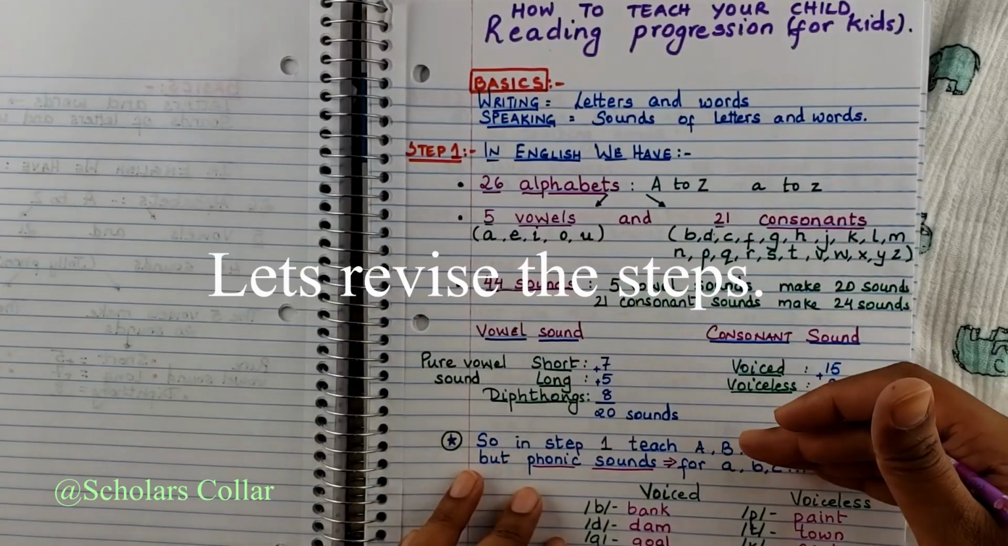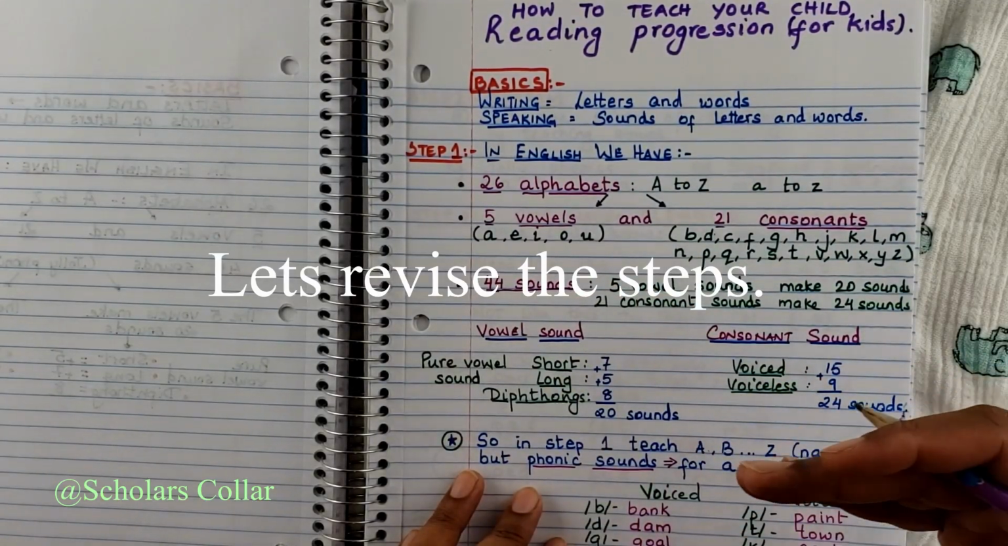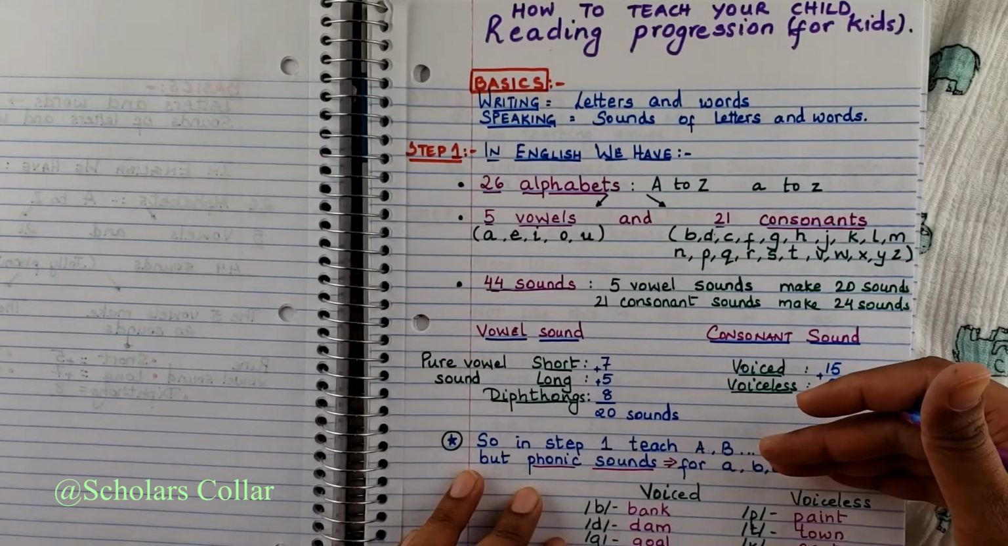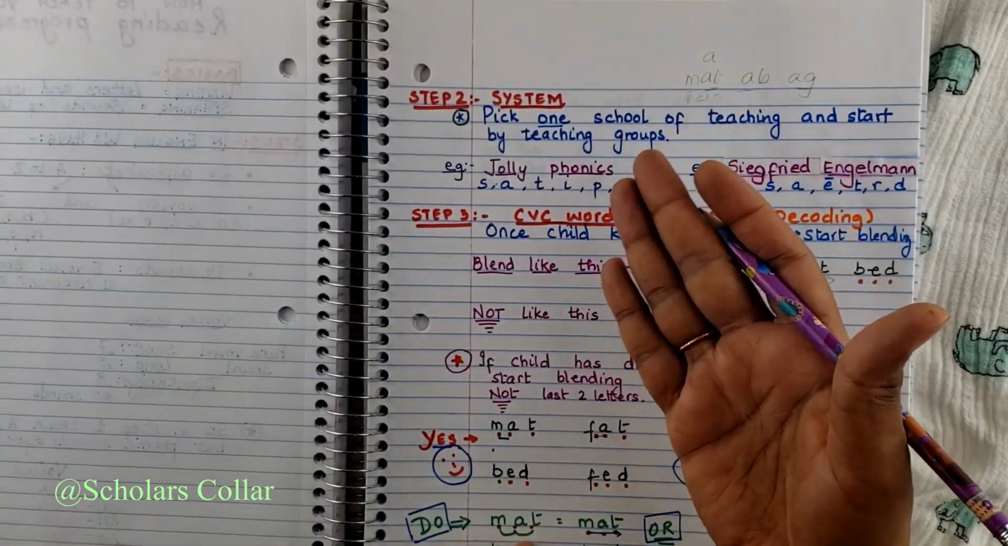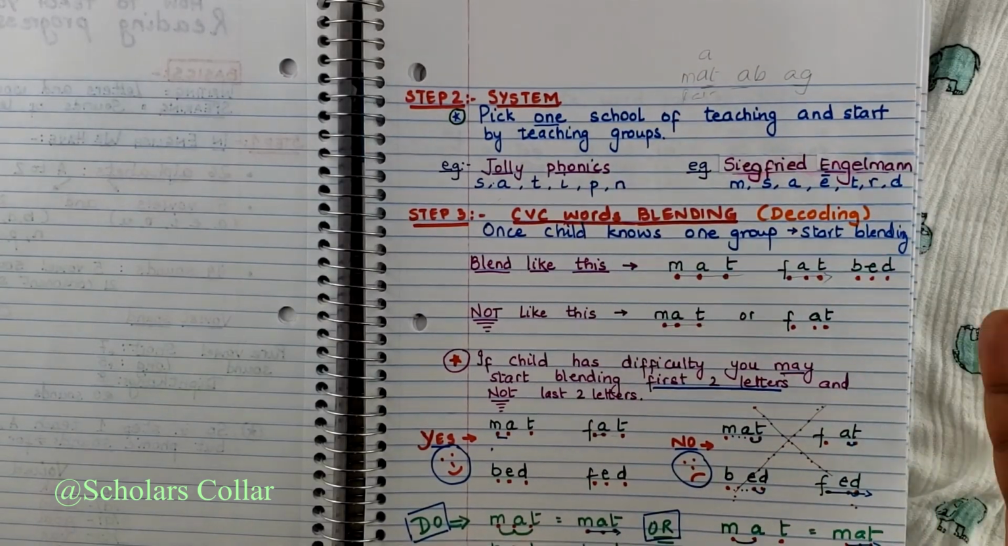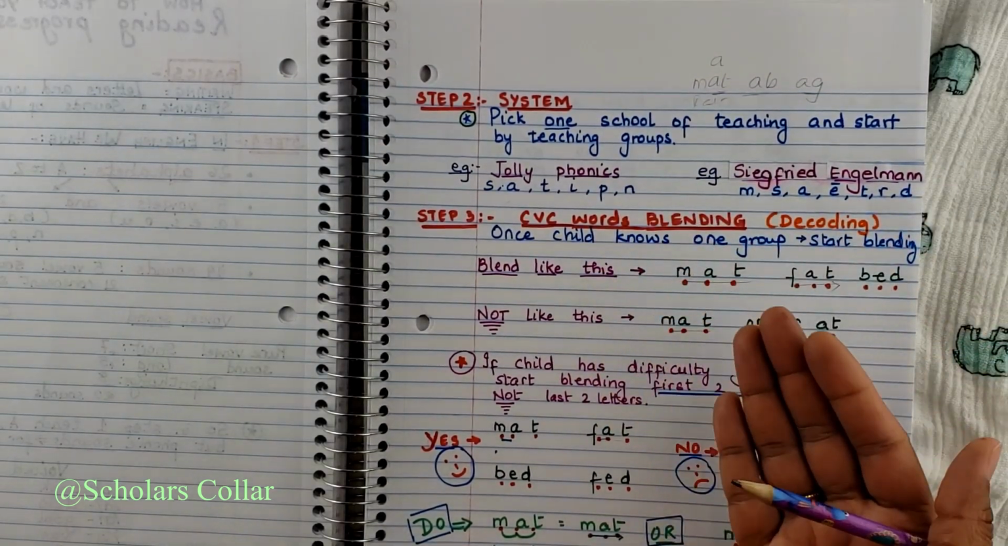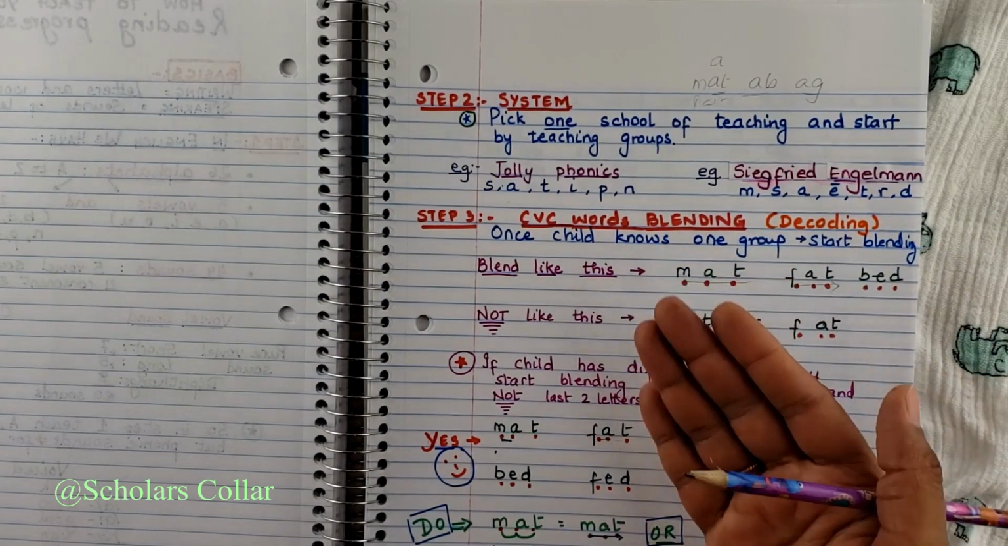Teach your child capital A, B, C, D name sound, but small letters you're going to teach them the sounds: a, b, k. Then you're going to pick a system. You want Jolly Phonics or you want Siegfried Engelmann? Both are great. Then you want to teach your child CVC words. You go directly to CVC words.